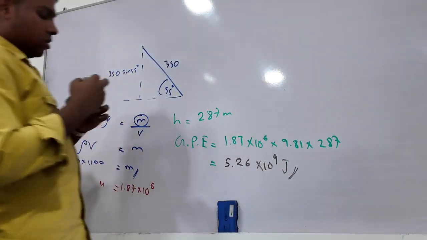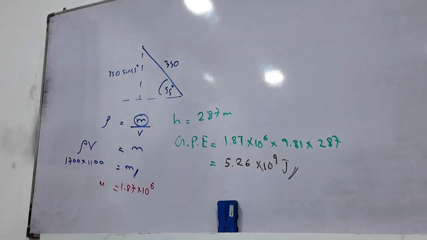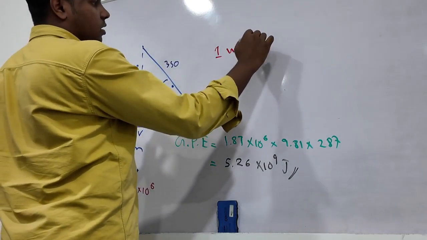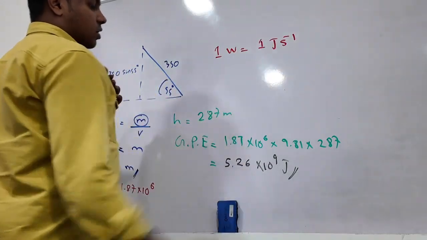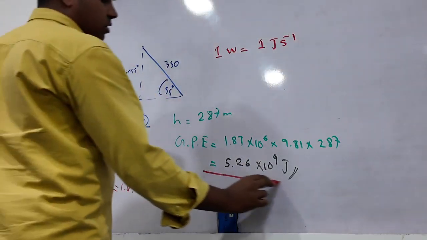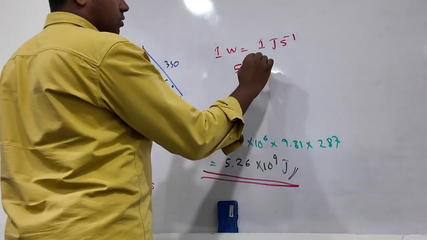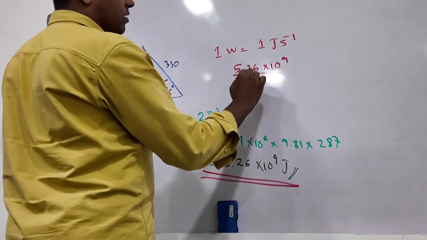They are saying this is for 1 minute. You are supposed to find the power. So from units you can get what is power. Why? We know that 1 watt is equal to 1 joule per second. So energy, work done, divided by time in seconds. 5.26 times 10 to the power 9 divided by 60.